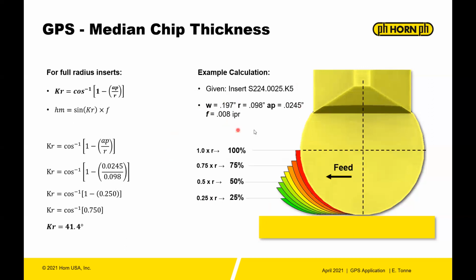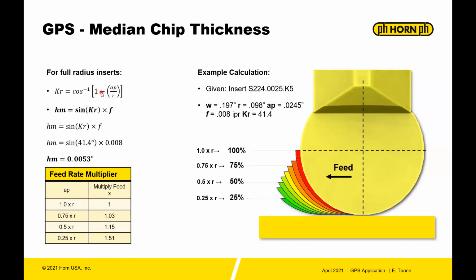We'll assume an 8 thousandths inch per rev feed, but we don't need that quite yet. Use that in the next slide. So you figure out what your kappa R is. Plug and chug, 24 thousandths divided by 98 thousandths, which is our radius. And you end up with a KR of 41.4 degrees.